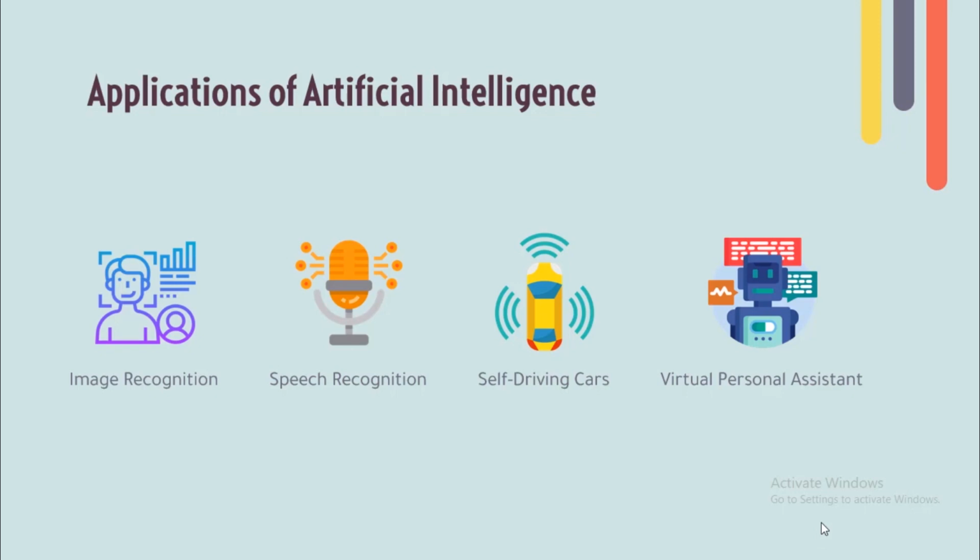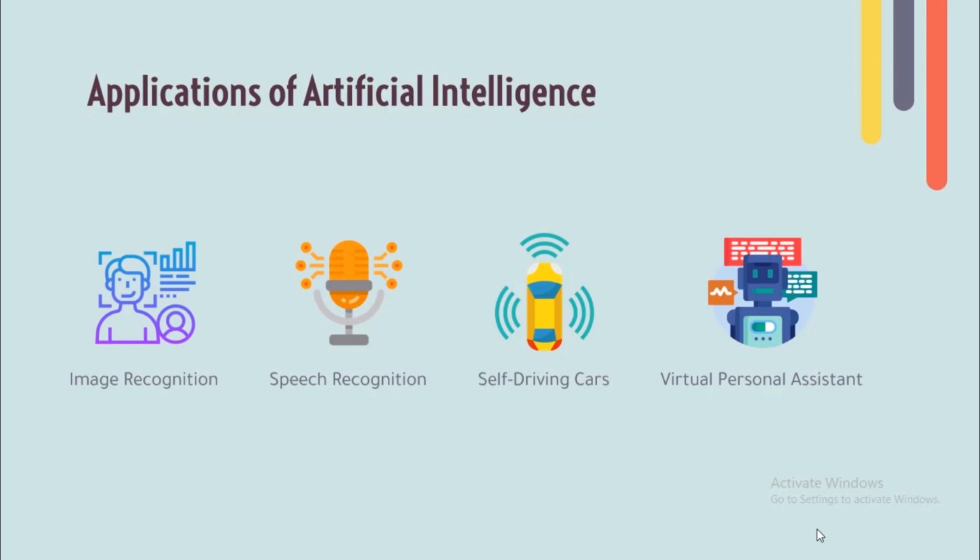So we have Google Lens, which is a great application of image recognition. We have Google Translate, where we can translate text from one language to another, which is a great application of speech recognition that uses artificial intelligence. Then come self-driving cars. There are a lot of companies such as Nuro, Tesla, and Nissan, who have successfully developed self-driving cars. Then we have Alexa and Siri as examples of virtual personal assistants.